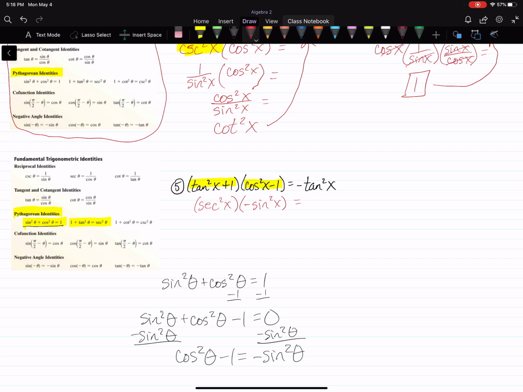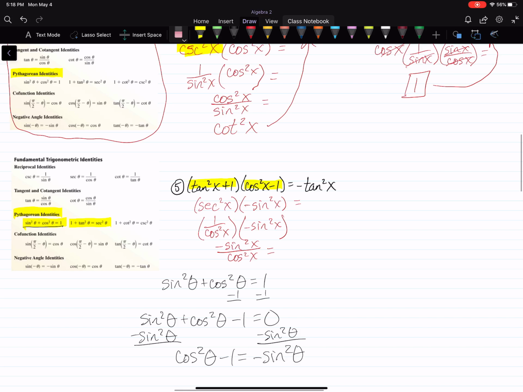And now I change the secant squared to 1 over cosine squared times negative sine squared x. That will equal negative sine squared x divided by cosine squared x, which would give me negative tangent squared x. As soon as I get the same thing on both sides, I'm done.